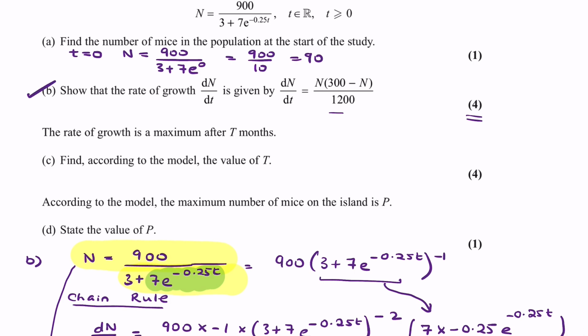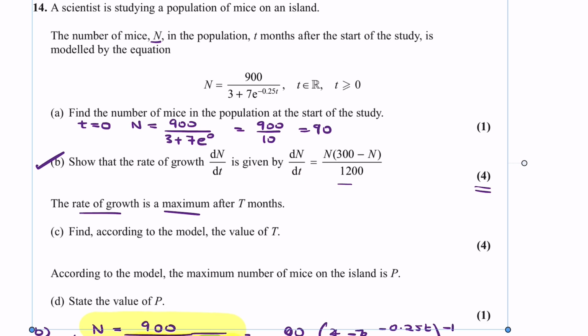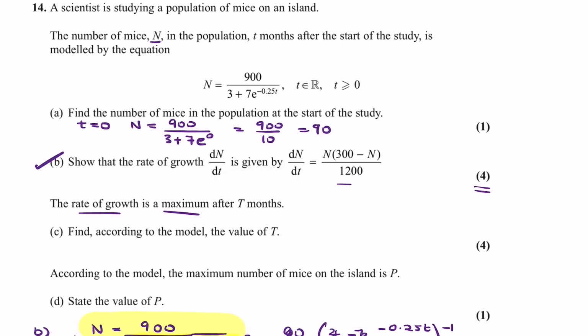With part C, it says that the rate of growth is maximum after t months. So the rate of growth, which means dN/dt, is max. And we need to find out the value of time t, based on this equation.